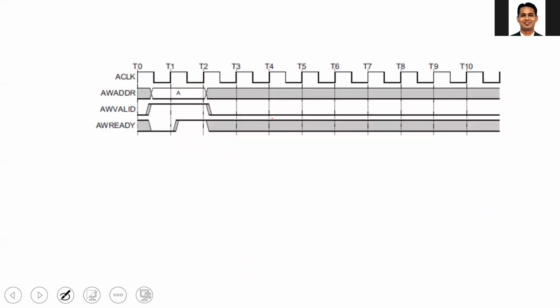In this one, you can see another timing diagram, and here your signal names start with AW. So what does this mean? AW means address write and control information. Here you can see that the master puts the address information, the master puts the valid signal, and then the slave puts the ready signal. At this point, the slave knows that there is a write transaction request from the master.